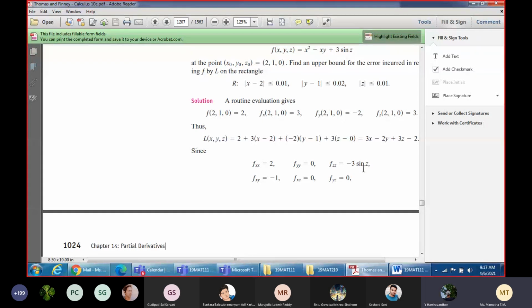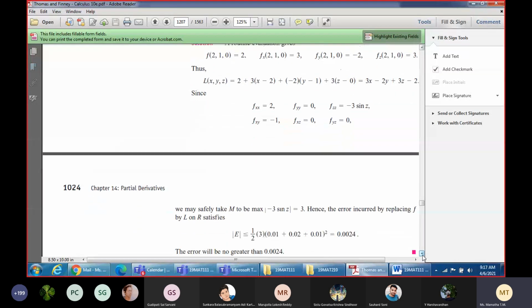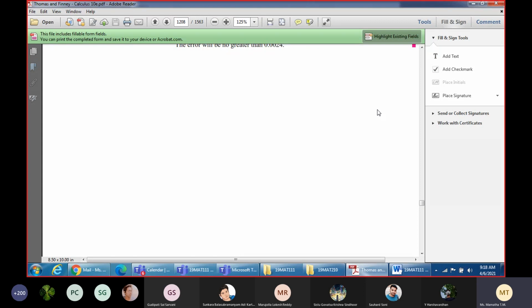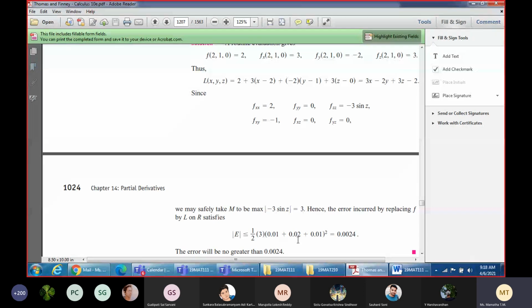We should take this as M, ma'am. Yeah, that is your M function. So we can safely take M to be this function. So hence the error incurred by replacing f by the linearization is 1 by 2 into the function M. You just have to substitute in that formula. Half of M of mod x minus x naught, mod y minus y naught, mod z minus z naught the whole square. So if you are solving, then you get 3 into 0.01 plus 0.02 plus 0.01 the whole square, which will be 0.0024.